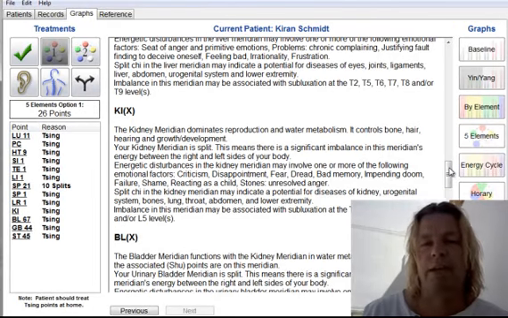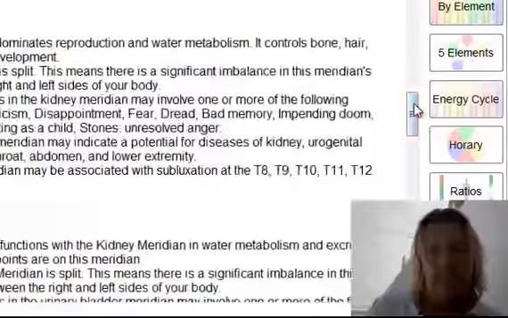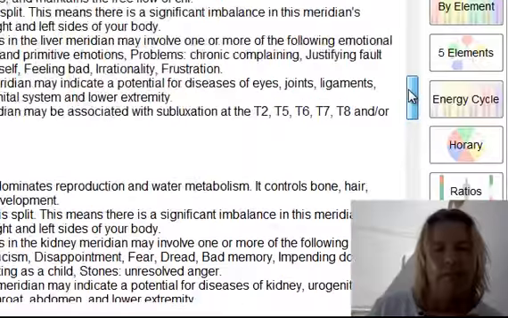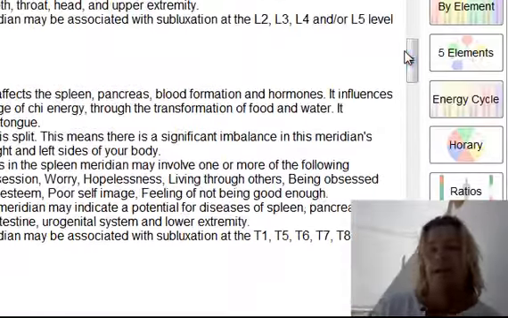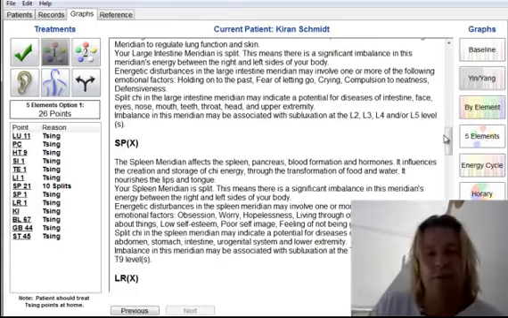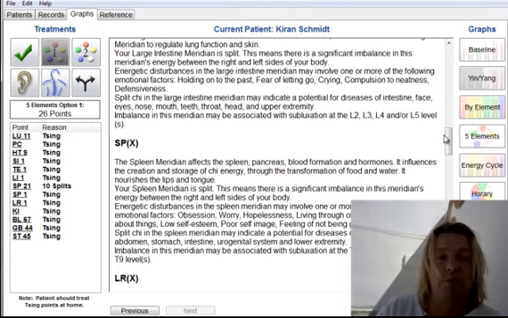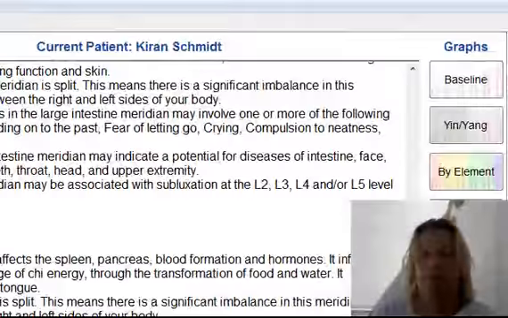Energy disturbance in the kidney may involve one or more of the following: emotional criticism, bad memory, I can say this, and impending doom is always there. Failure is always an issue, and so this is what gives you here a very easy overview. And if you print it all out together, it's 10 pages, which gives a lot of reading material for your client if you want it. I'm not so much a friend of too much information.